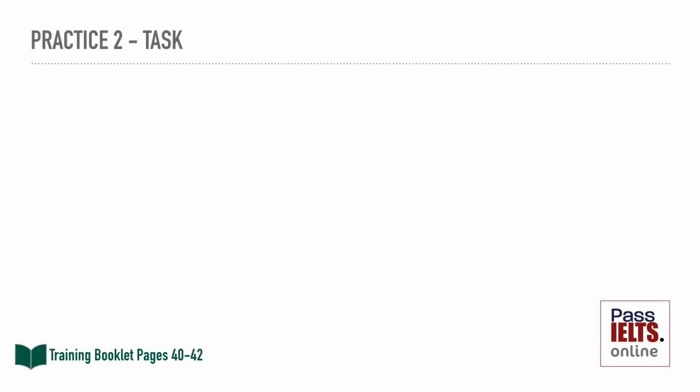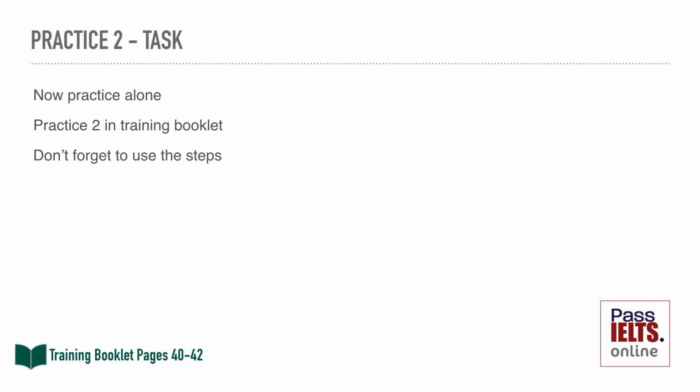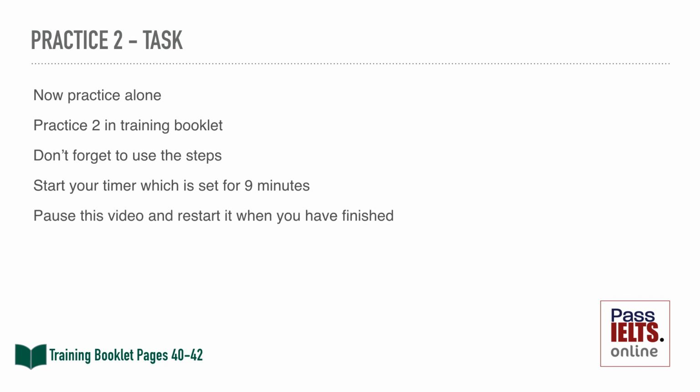Now you have a chance to practice alone, and after we'll go through the answers together. Go to Lesson 7, Practice 2 in your training booklet. And don't forget to follow the steps which you can find in your training booklets. It's important you do the same and follow the same pattern as in Practice 1. There are 7 questions and you have 9 minutes to answer the questions without transfer. So start your timer now, which is set for 9 minutes, and pause this video. Restart it when you have finished.